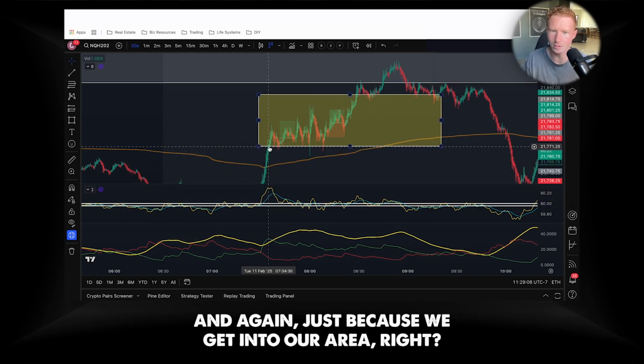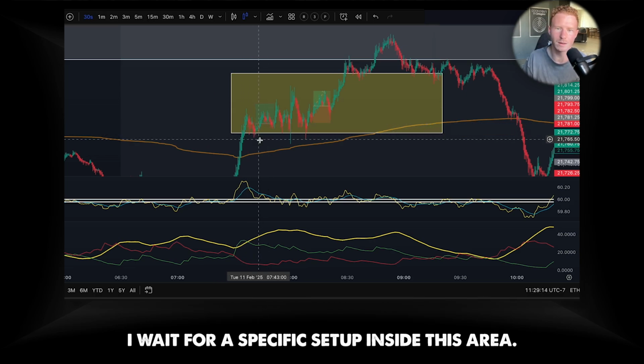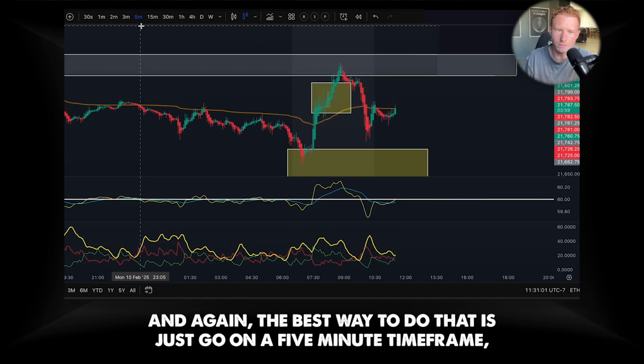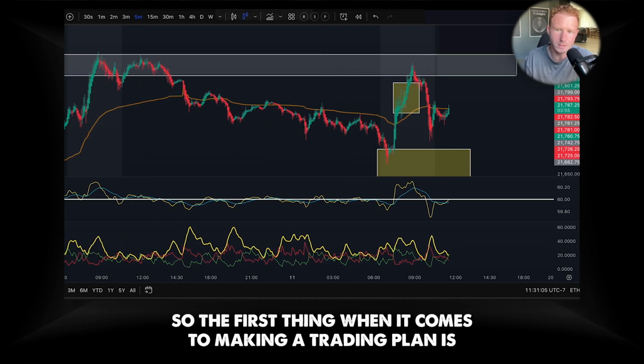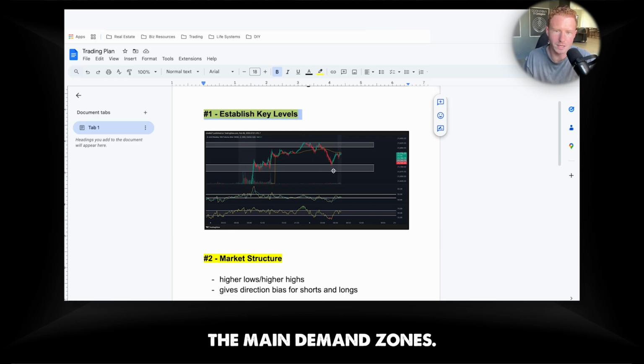And again, just because we get into our area, right, doesn't mean I press long right away, right? I wait for a specific setup inside this area. So that's been the real key for me personally. And again, the best way to do that is just go on a 5-minute time frame, look at the key levels, right? So the first thing when it comes to making a trading plan is you want to establish your key levels, right? Where are the main supply zones, the main demand zones?